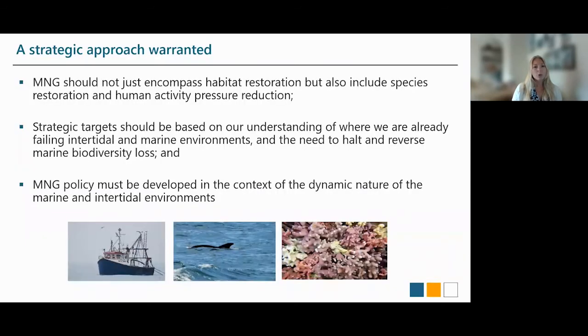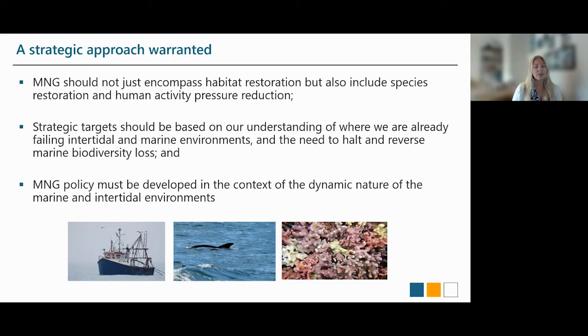As part of a report produced by the Task and Finish Group, they provided a robust set of strategic targets which set a clear direction for how developers could contribute to marine gain. It recommended that these targets should first be based on our understanding of where we're already failing marine environments. It also recommended that targets should consider species and pressure reduction activities and not just look at habitats. It further recommended that marine net gain policy should be developed in the context of the dynamic nature of the marine environment.